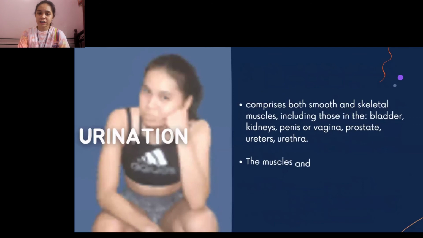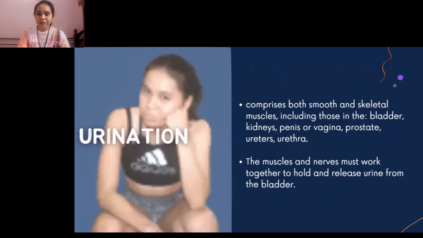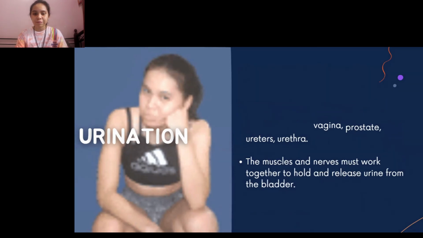And lastly is urination. The urinary system comprises both smooth and skeletal muscles, including those in the bladder, kidneys, penis or vagina, prostate, ureters, or urethra. The muscles and nerves must work together to hold and release urine from the bladder.